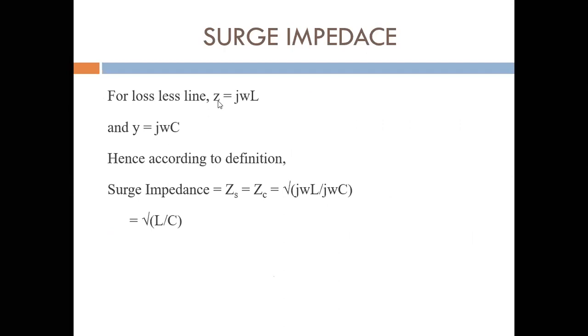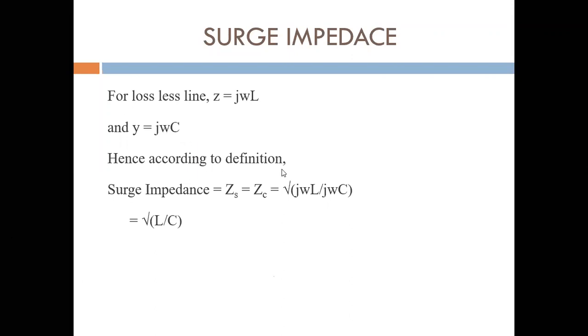Normally, the impedance Z is equal to R plus jXL. But in the lossless or loss-free transmission line, Z is equal to j omega L, where R is equal to 0. That's why we represent Z as j omega L, and also Y is equal to j omega C. Normally Y is equal to G plus jB, but G is also equal to 0. That's why we represent only j omega C.